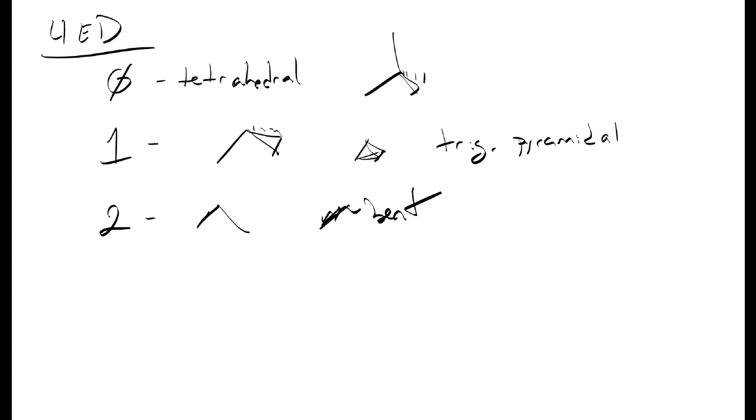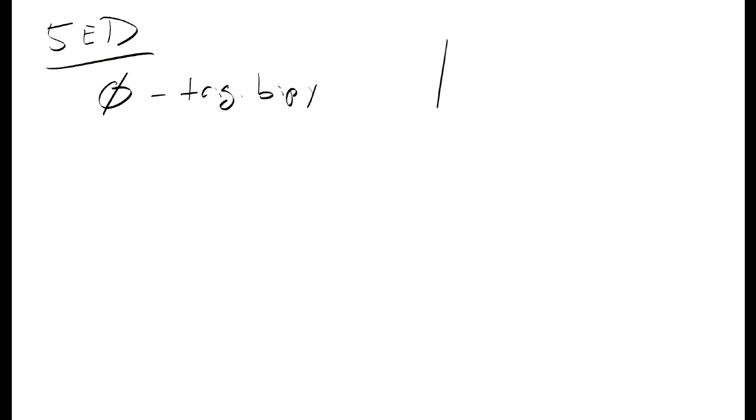Now let's go to 5 electron domains. Now 5 electron domains, you might remember, is trigonal bipyramidal, trig-bippy. Okay. And that's the one that has 3 things coming out of the equator and then 1 up and down on the axis. And of course, that also means that you have 2 possibilities.